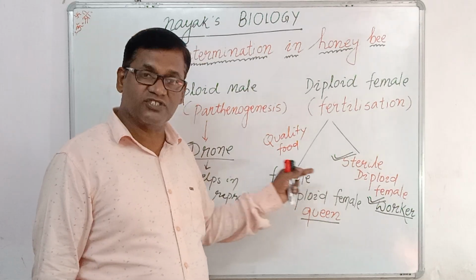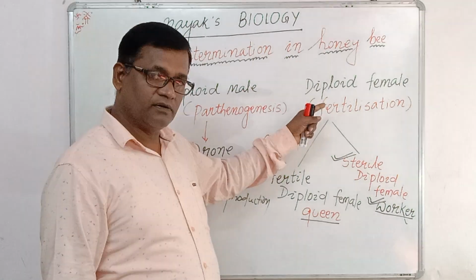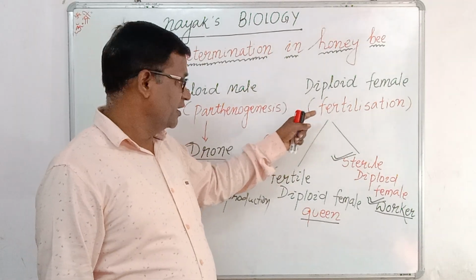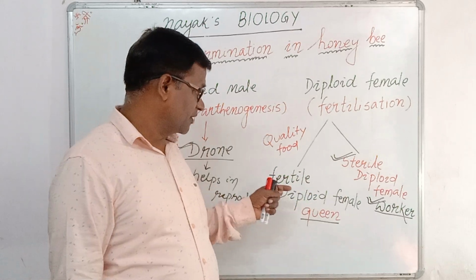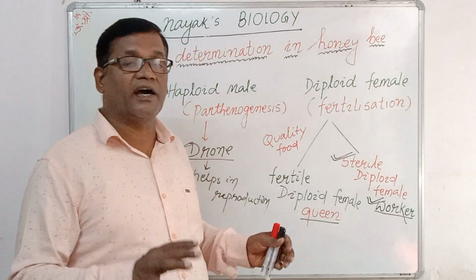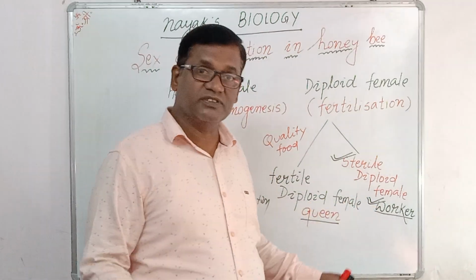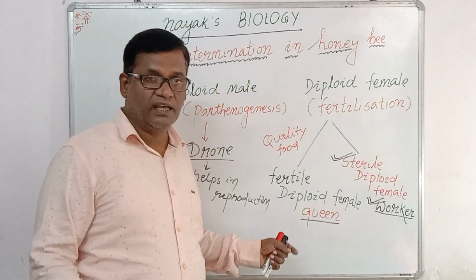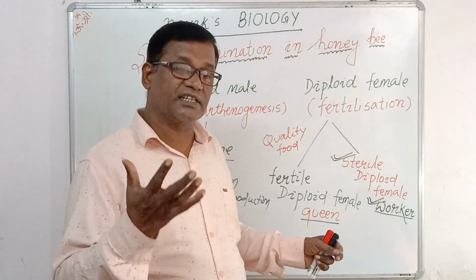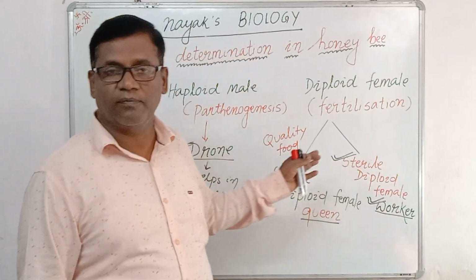After that, why does it change? Why does it become a different type? Because when the diploid female is produced or developed, if she gets quality and quantity of food, then she becomes the queen. If they are unable to get the quality or quantity of food, then they become workers. That means when they take the best quality food, they convert into the queen, and if they are unable to get food or are not taking quality food, then they become workers. It's all about the honeybee.